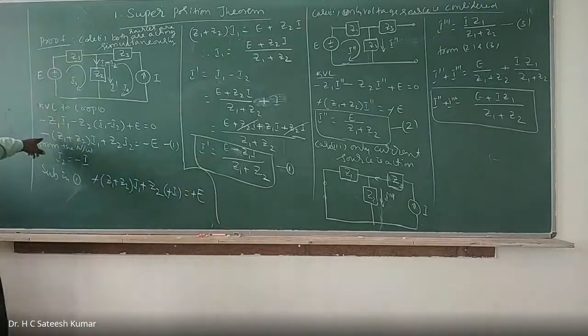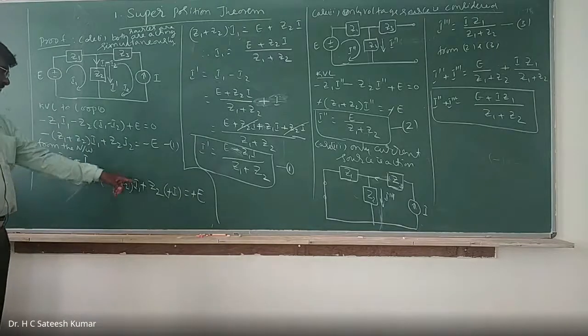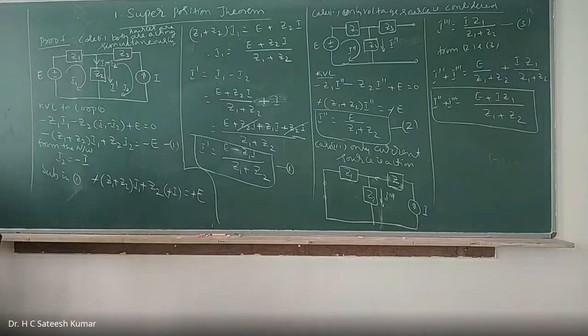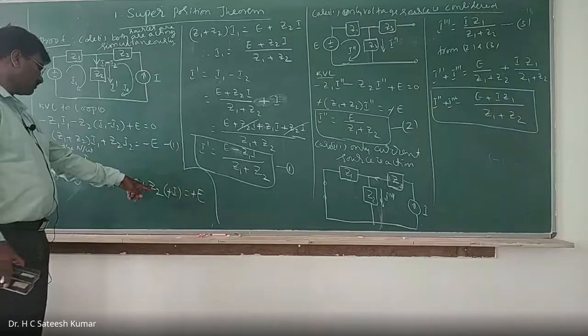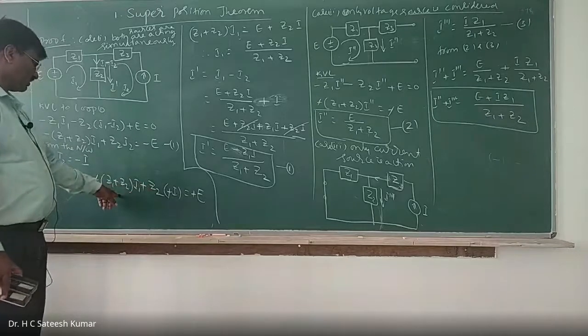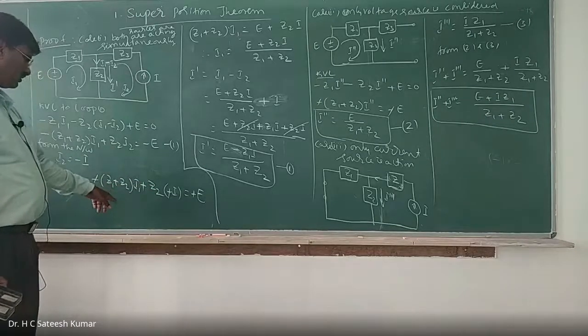Okay, here plus Z2 into I, and I substituted minus I there. I2 is nothing but equal to minus I. I2 is equal to minus I, I have substituted here. Correct, right? Here we did a mistake.